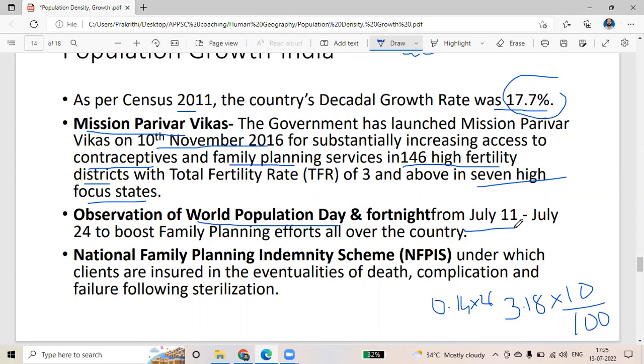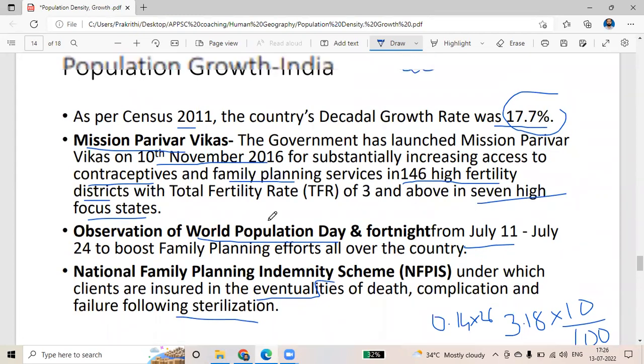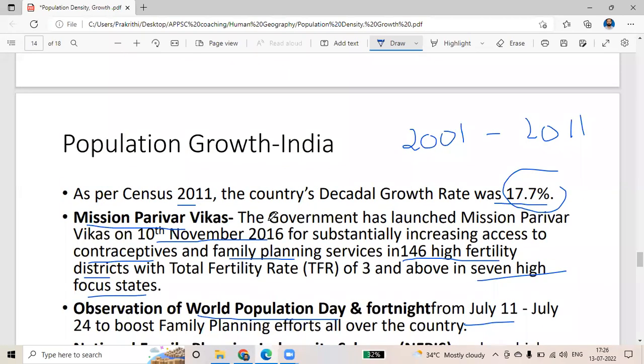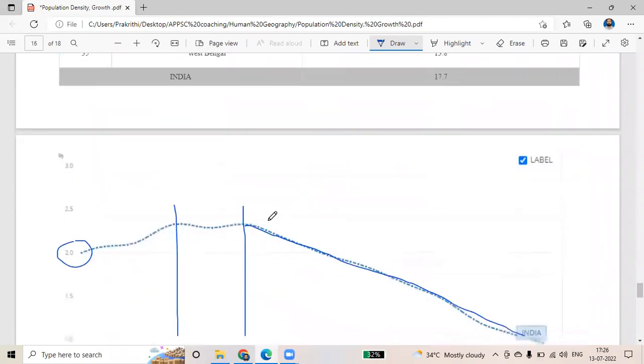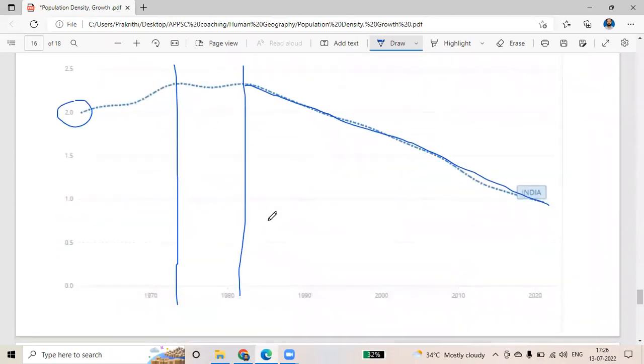Then national family planning indemnity scheme, under which clients are insured in case of unexpected death or complication or failure of sterilization, या ऐसा कुछ होने से there should be insurance. So these are some of the policies. Again, government is planning many things, mainly educating people for reducing the population growth rate. So this is the condition in India.